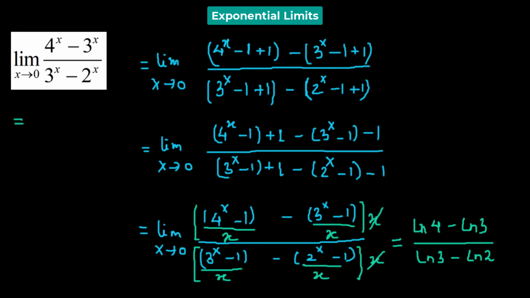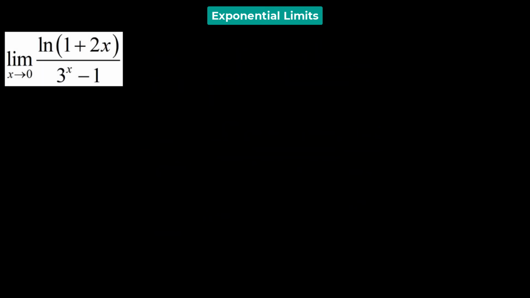So log of 4 minus log of 3 is going to be log of (4 divided by 3), whole divided by the natural log of (3 divided by 2). So this is by using the property, which is also the limiting value of the given function when x approaches 0. Let's move on to the next question.